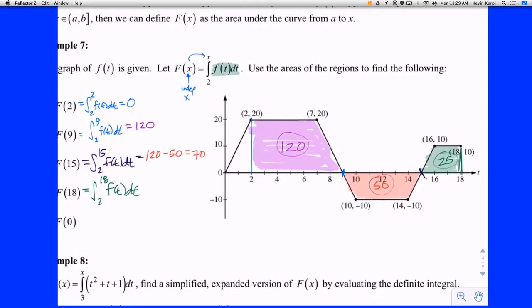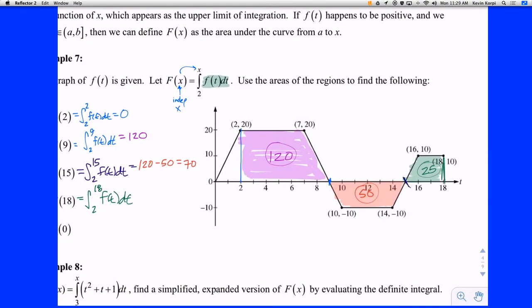And so, what am I going to write for my answer on f of 18? Well, I'm going to just show it all again. 120 minus 50, and now I'm back above going from left to right, so plus 25. So it ends up being your previous answer plus 25, which is 95.